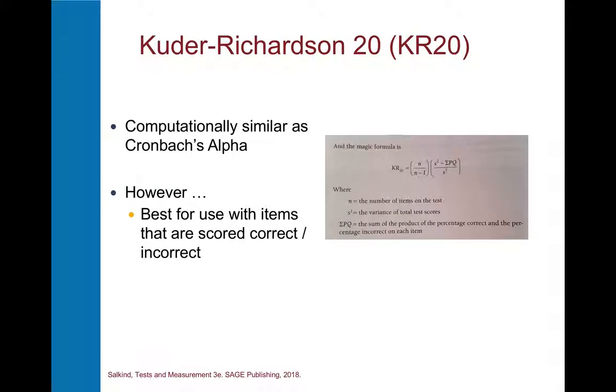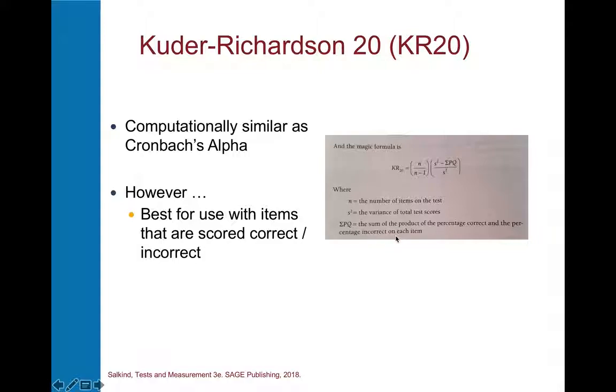Last but not least, we have the Kuder-Richardson 20, which is computationally similar to Cronbach's alpha, but it's used when answers are dichotomous, such as right or wrong answers or true or false tests. The formula is basically, again, very similar.